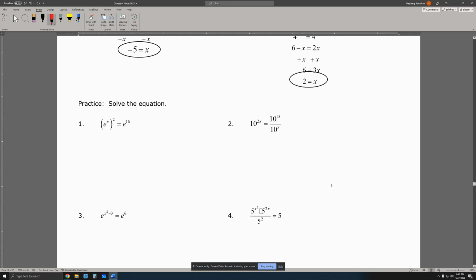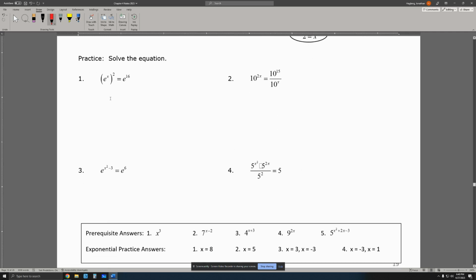Let's try a few. Number 1, here we have e to the x squared equals e to the 16th. So our power rule on the left side, this is equal to e to the 2x equals e to the 16th. And so what we can do is set those powers equal to one another. 2x equals 16. Dividing both sides by 2, we get x equals 8.